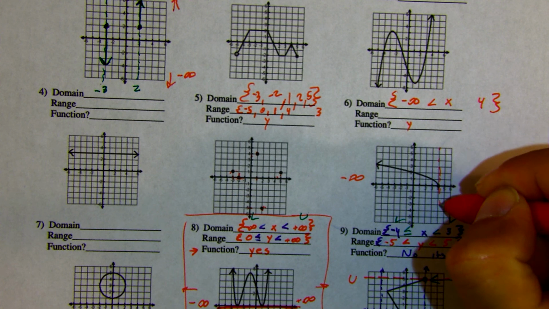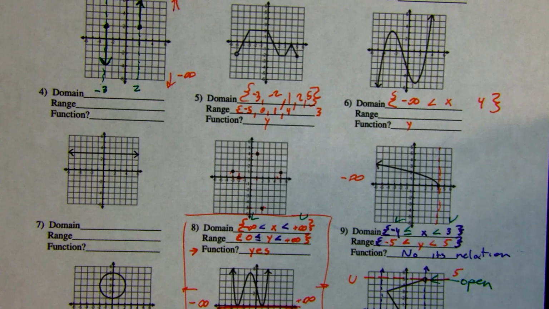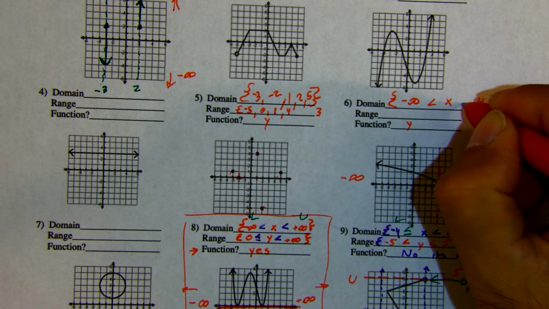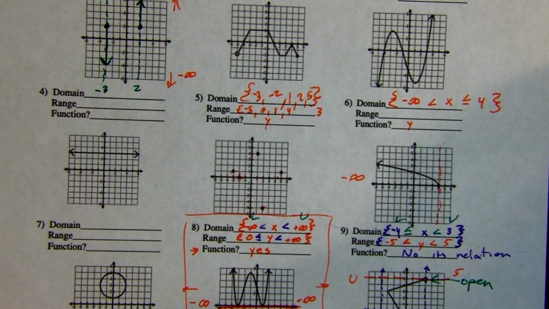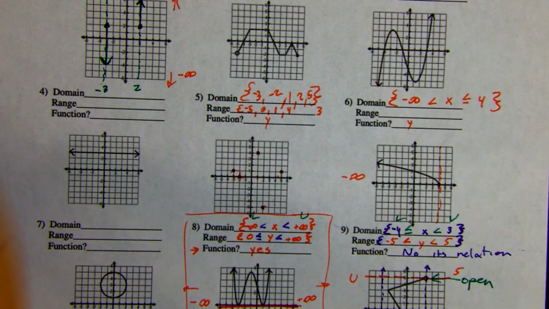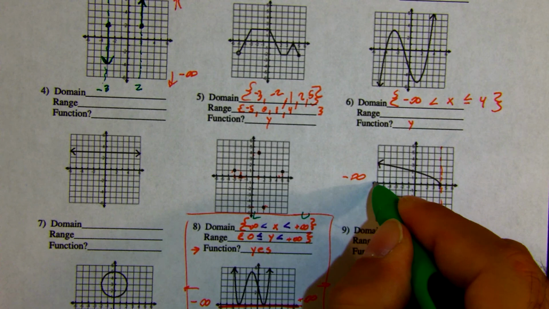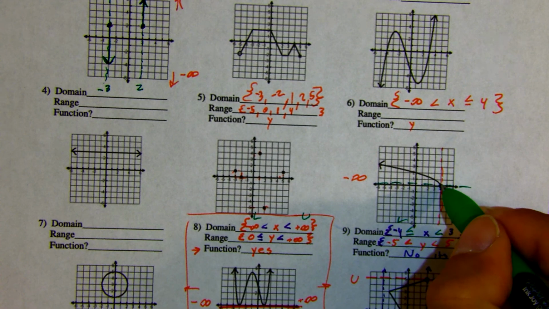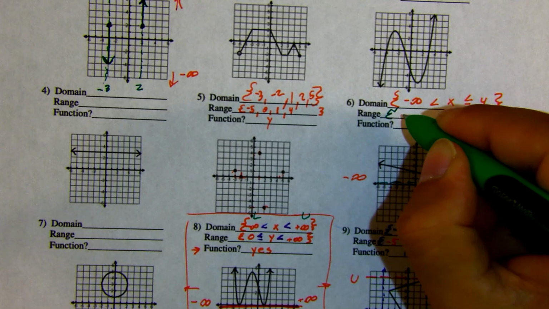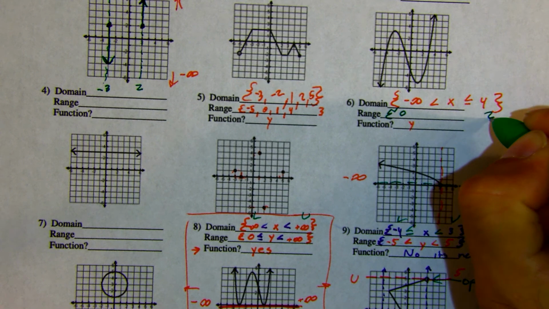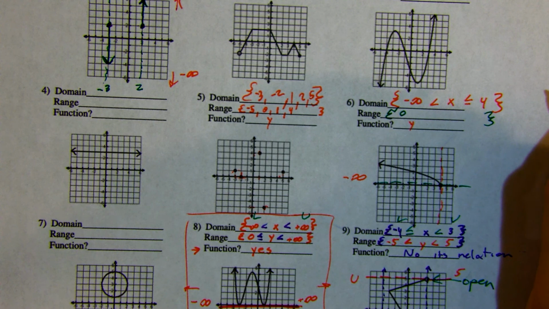Here is the upper edge. And the closed dot says that, yes, you can go there. You can have a point at 4. So we get negative infinity less than x is less than or equal to 4. Okay, finally, the range. It looks like this is the lower edge, and the closed dot says, yes, you can be at 0.